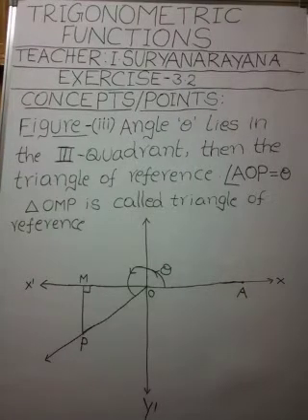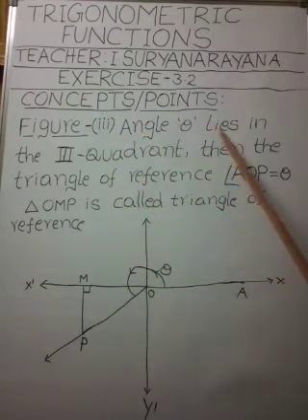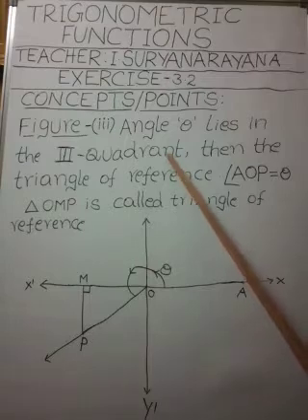Sometimes they will give that angle theta lies in the third quadrant and they will give the value of any one trigonometric function of theta. Then we have to find the remaining trigonometric function values of theta. Okay, my children. In that case, we use this figure. Figure 3. See here, angle theta lies in the third quadrant. They will give like this.